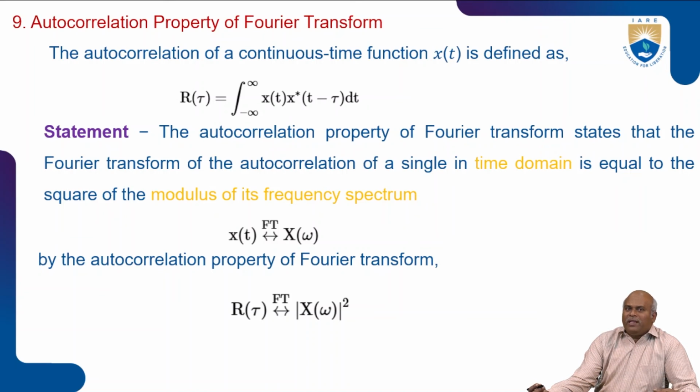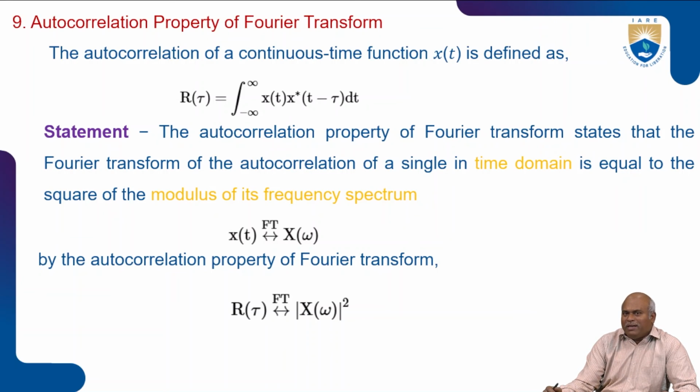Now we go for the statement of the autocorrelation property of Fourier transform. The autocorrelation property states that the Fourier transform of the autocorrelation of the signal in the time domain is equal to the square of the modulus in the frequency domain.